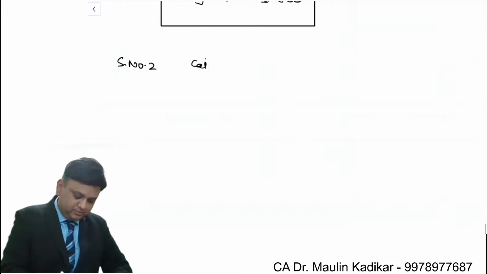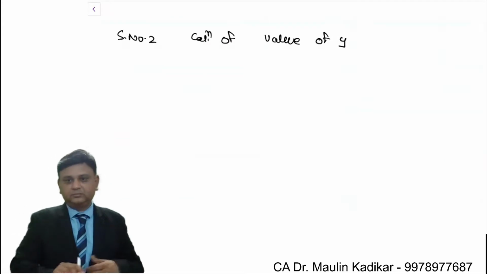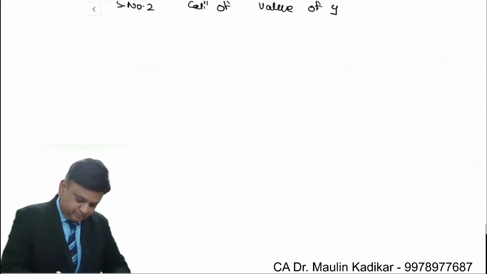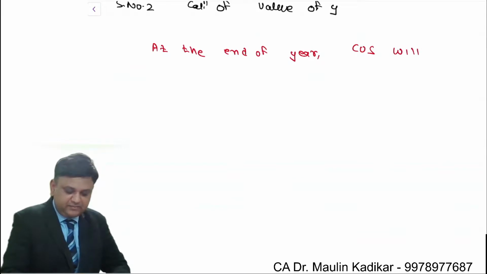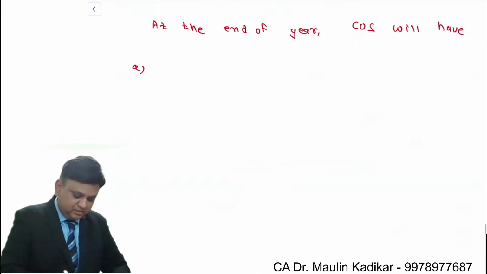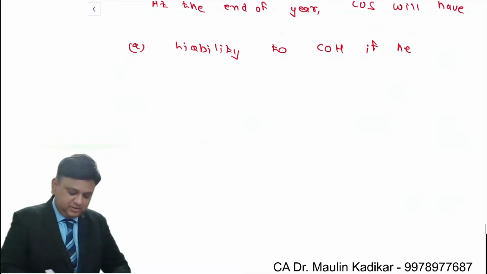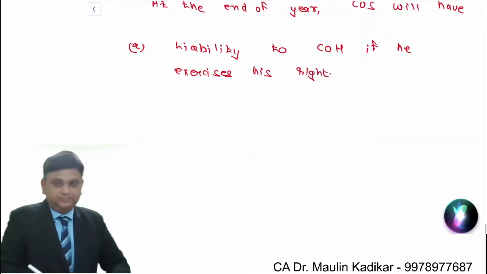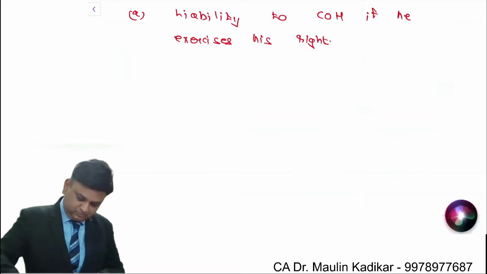Step number 2, calculation of the value of Y. Written in that, at the end of the year, the call option seller will have: A. Liability to the call option holder if he exercises his right.